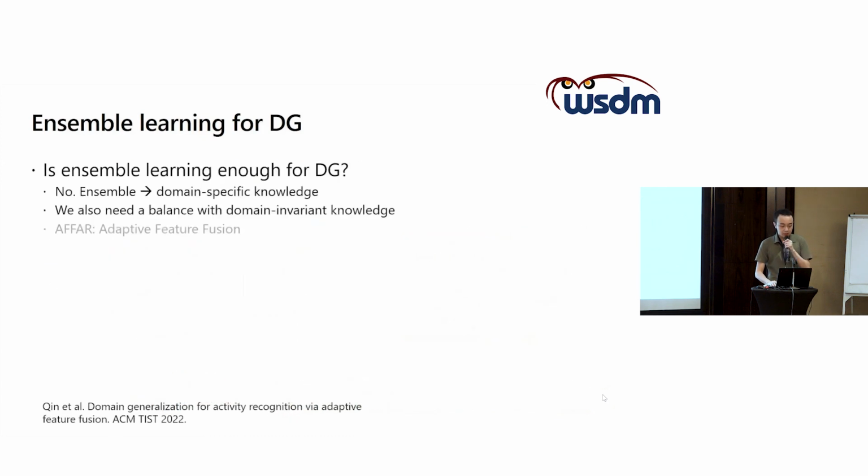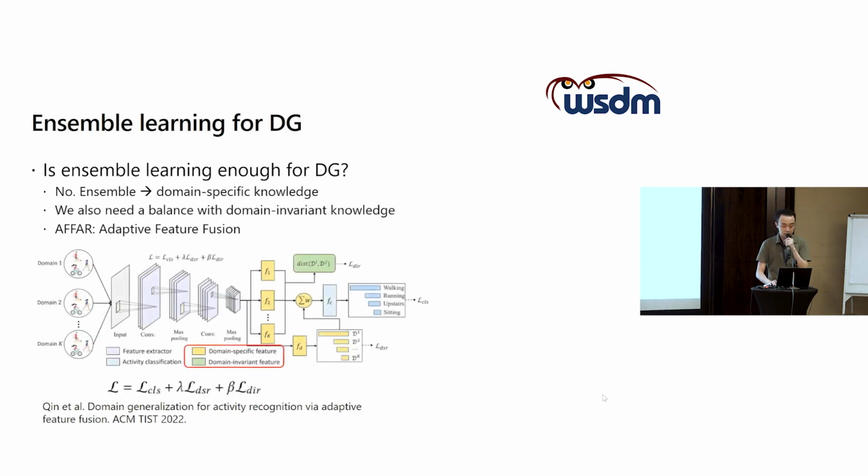Okay, so finally, for ensemble learning, we want to ask whether it is sufficient for the problem of domain generalization, compared with other methods. So actually, the answer is no, because with ensemble learning the objective is still to extract the domain-specific information. So still, the domain environment information is very important to help improve the generalization performance of our model.